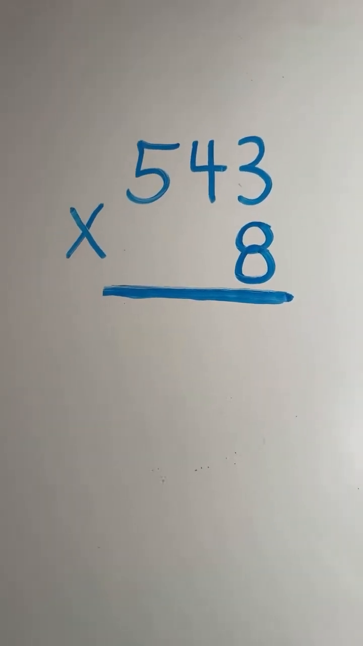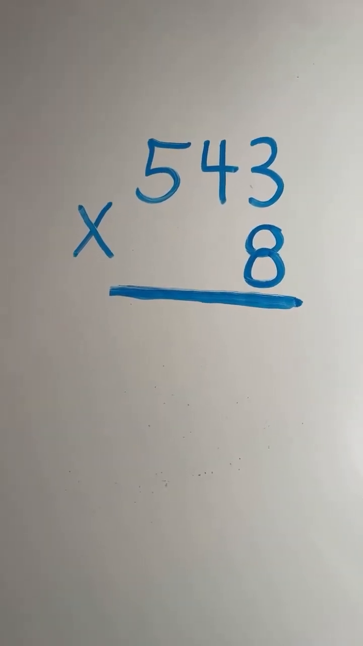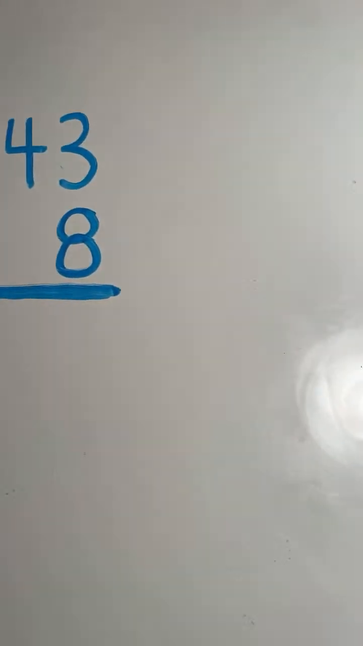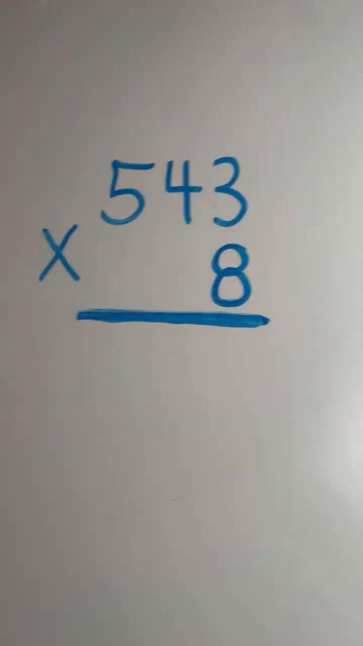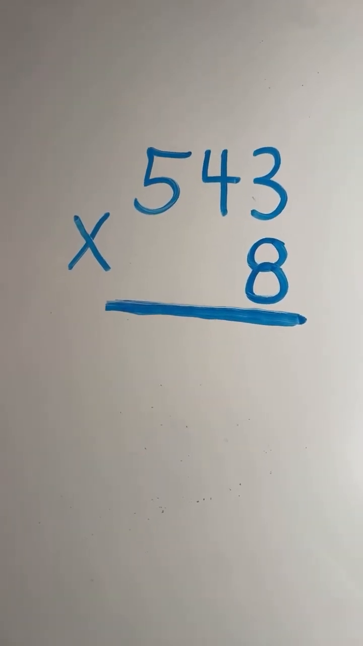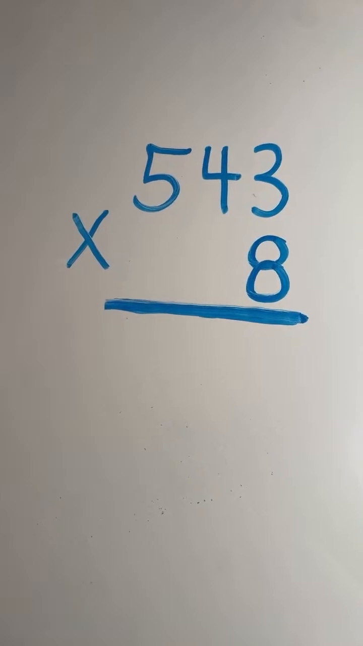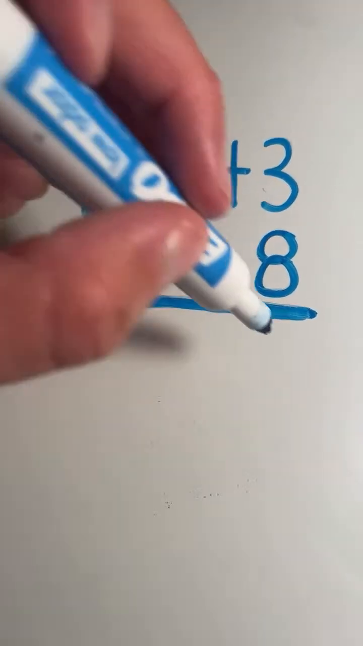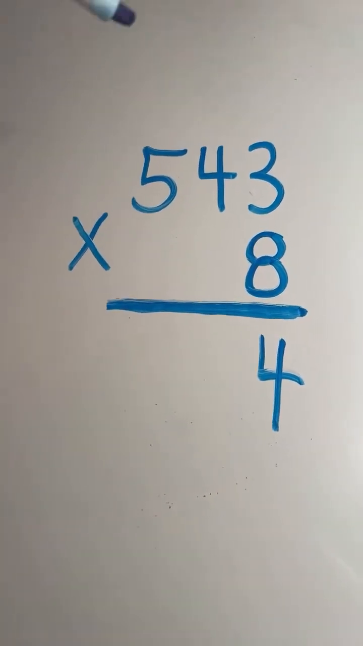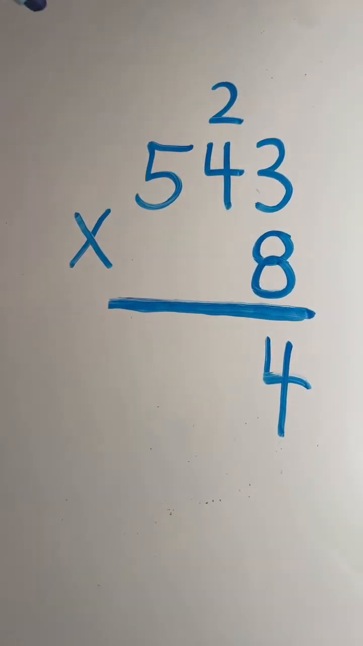All right, next example problem, 543 times 8. So we're going to start in the ones place. We always start in the ones place. We're going to multiply 3 times 8. 3 times 8 equals 24. Because our product is more than 10, we will need to regroup. So the 4 in 24 goes in the ones place. The 2 in 24 gets carried over to the tens place.